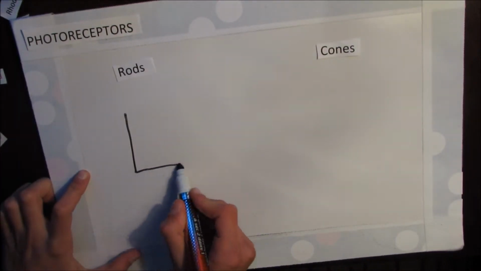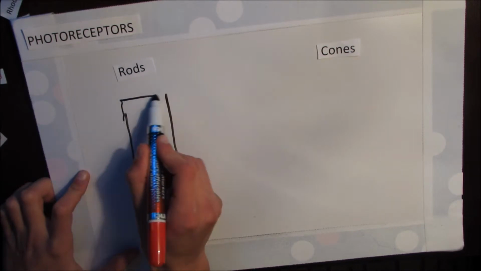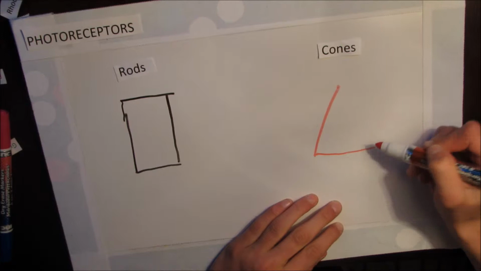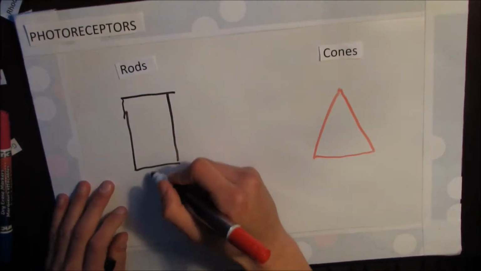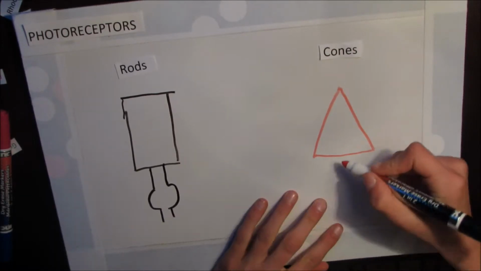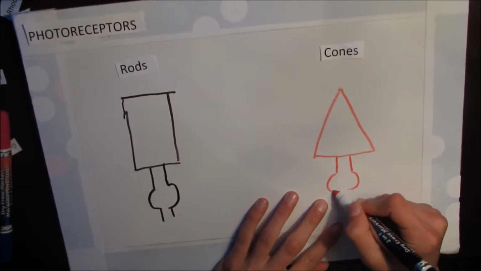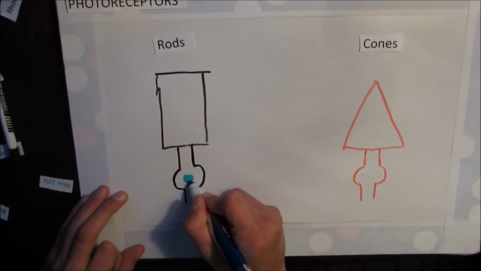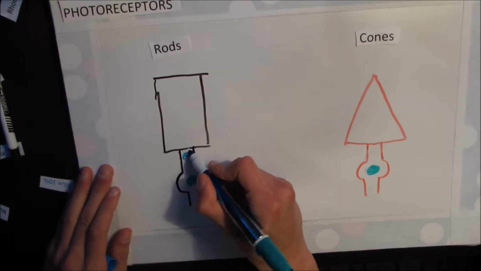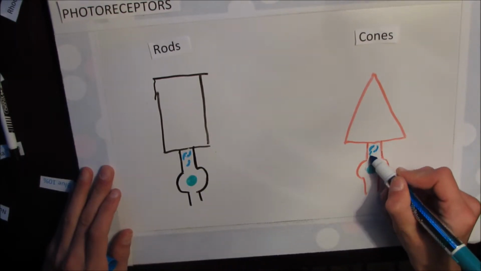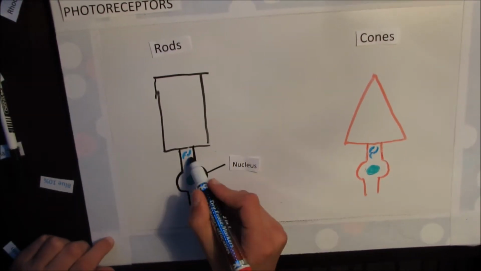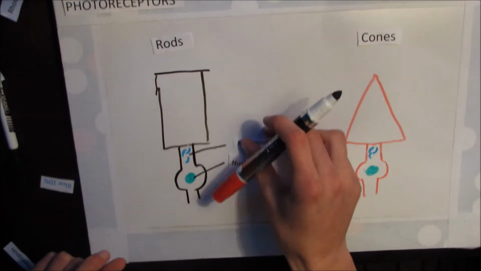Rods and cones are named after what they look like. The outer segment of a rod looks like a typical rod, and the outer segment of a cone looks like a typical cone. The bottom segment, commonly referred to as the inner segment, looks the same in both rods and cones. They both involve a nucleus, and they both involve mitochondria. The nucleus is found here, and the mitochondria is found here.